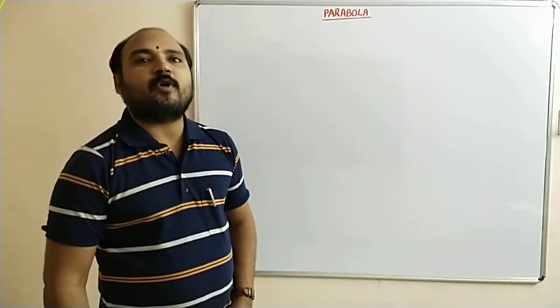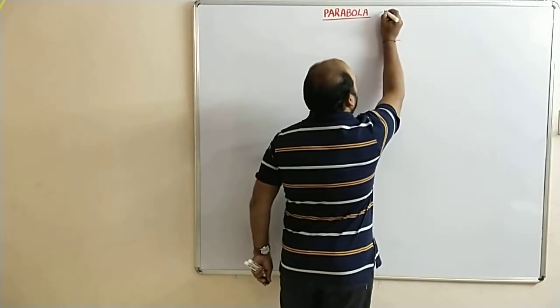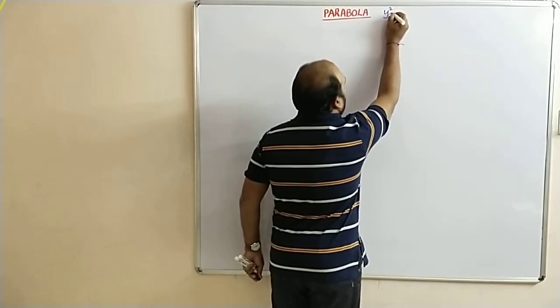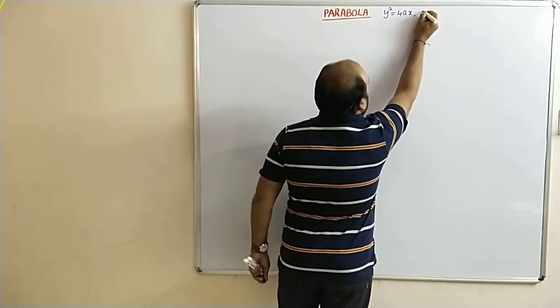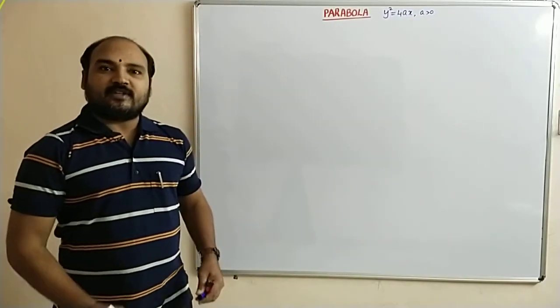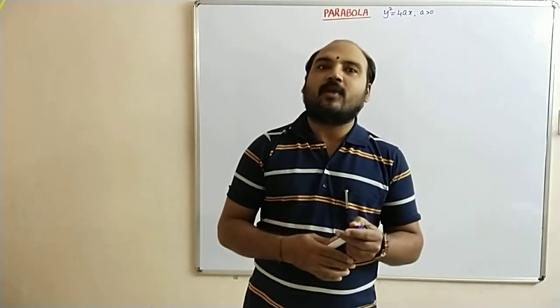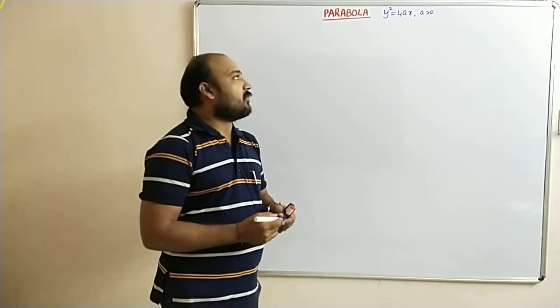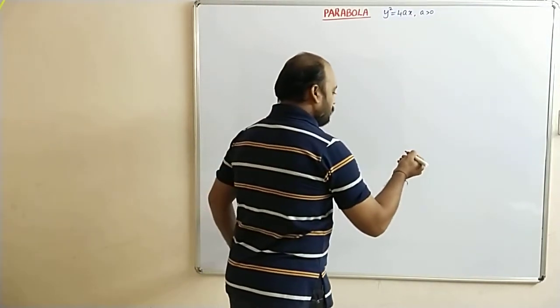So the standard form of the parabola is y square equal to 4ax, where a is greater than 0. Small a represents the distance from the vertex of the parabola to the focus of the parabola, that is SA. So let us have a diagram for the parabola.